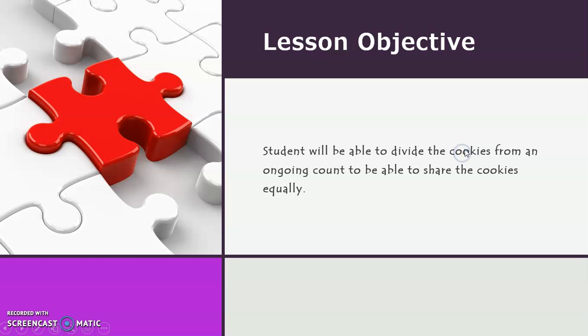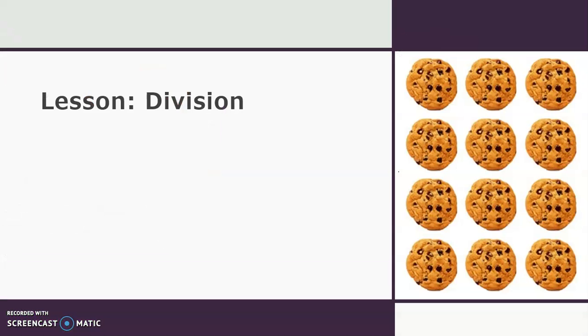For the lesson, the objective will be that students will be able to divide the cookies from an ongoing count to be able to share the cookies equally. So if we start here, the lesson is on division. What is division? Division is splitting a number into equal groups.